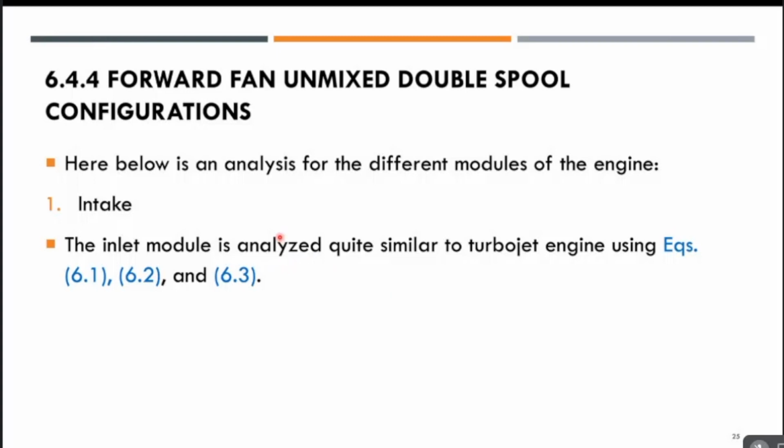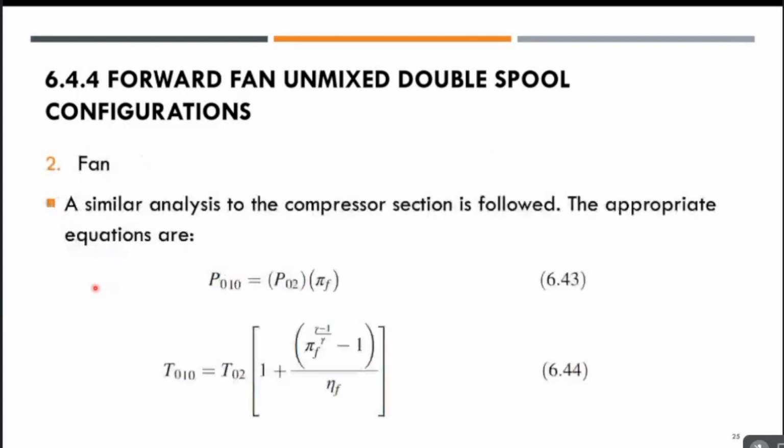Here we have the analysis for the different modules of the engine, and we will look into them one by one. We have the intake. The inlet module is analyzed quite similar to a turbojet engine, because it is nothing different, so we can use equations 6.1, 6.2, and 6.3 again. You may want to refer back to our notes from last week for equations 6.1, 6.2, and 6.3.